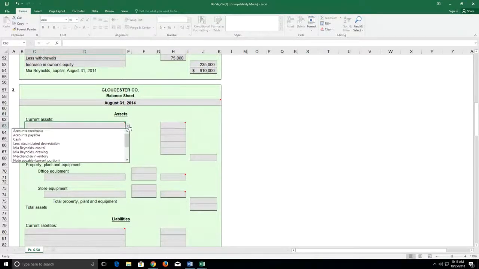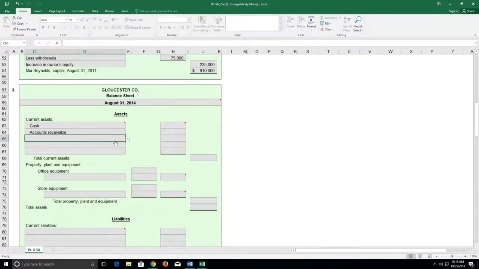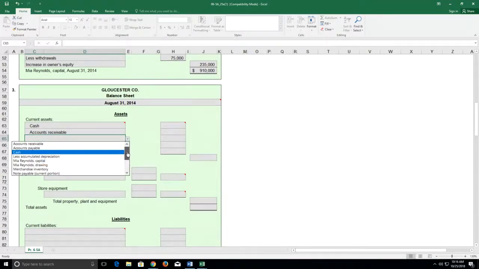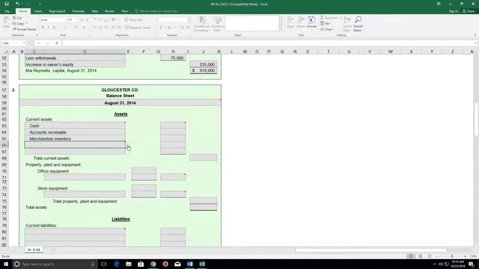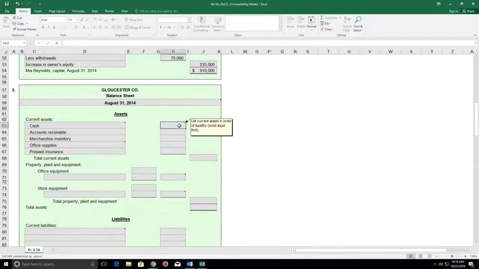First asset we know is good old cash, which I can't never seem to keep enough of. Accounts receivable, merchandise inventory. That's our new asset because we are a merchandising business. Office supplies and prepaid insurance. So we'll tag those amounts: 125, 335, 380, 12,000, and 9,000. So our current assets are a total of 861,000.